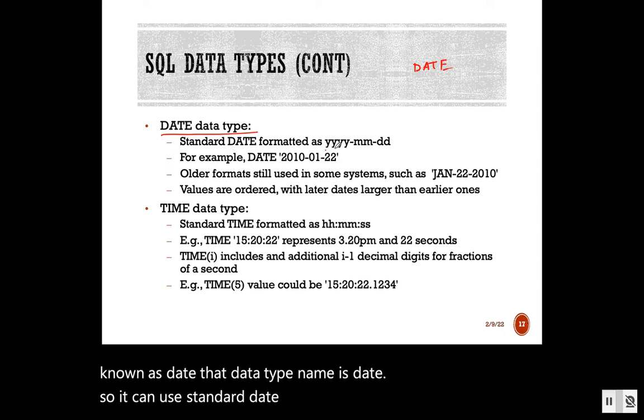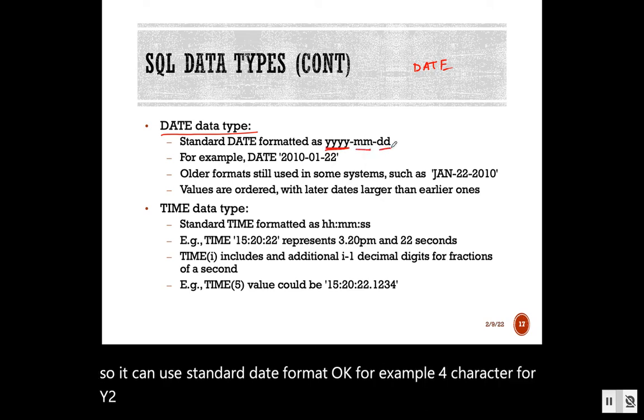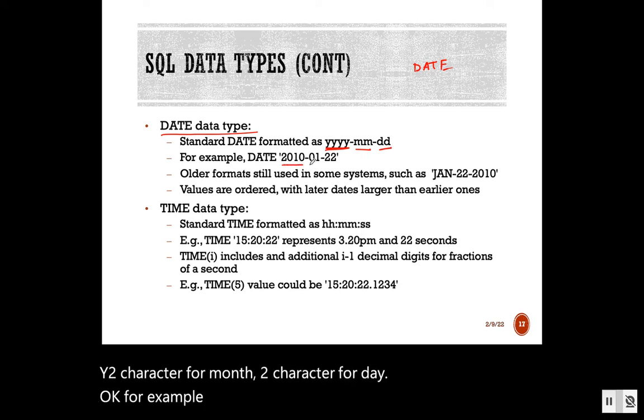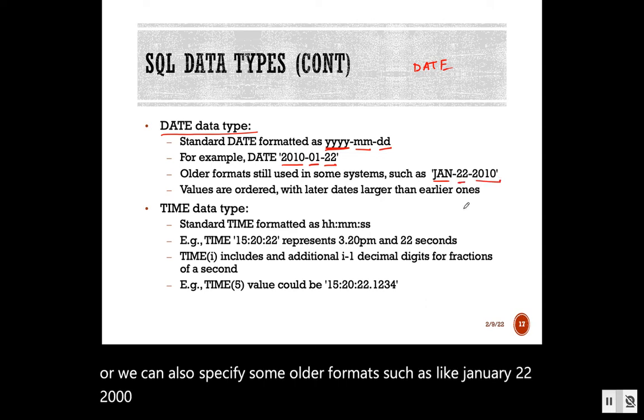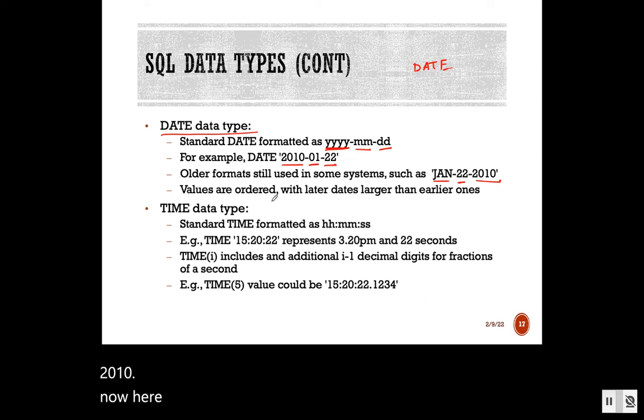For example, 4 characters for year, 2 characters for month, 2 characters for day, such as 2010 January 22. Or we can also specify some older formats, such as January 22 2010. Now here, values will be ordered, with later dates larger than the earlier ones.